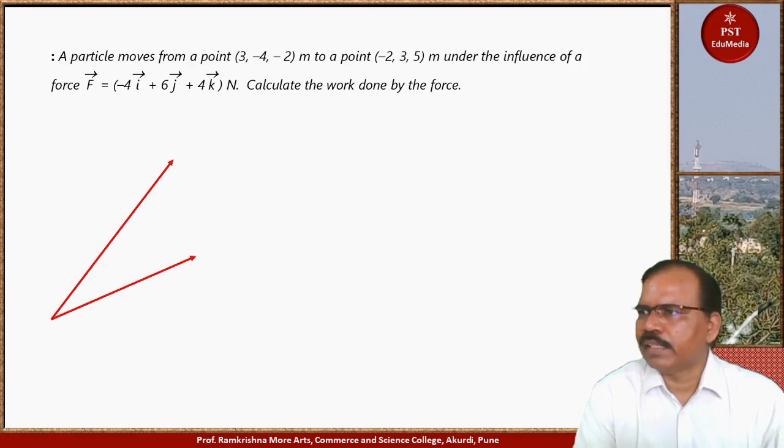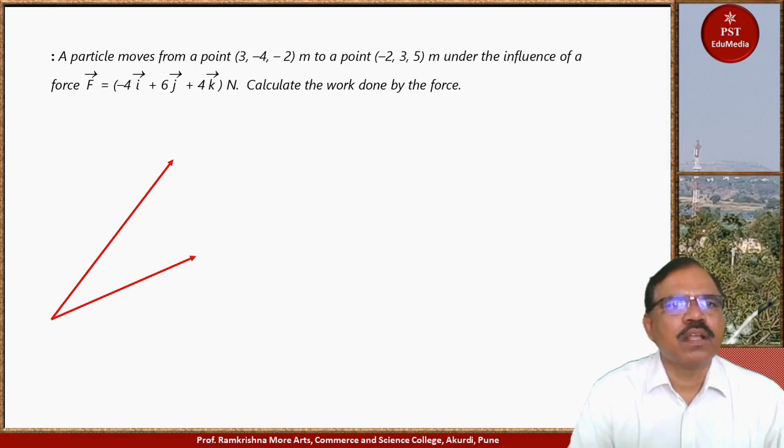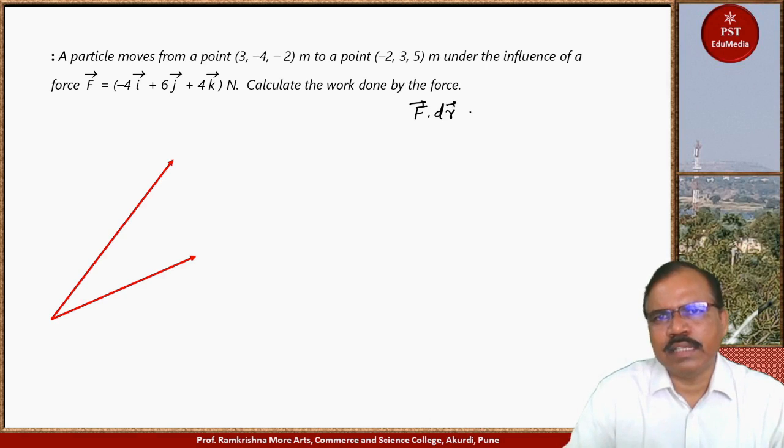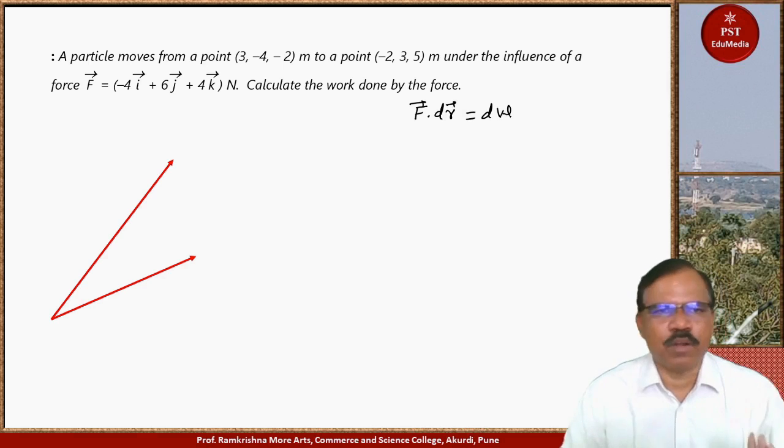Now the next one we will take is a simple one. A particle moves from point 3, minus 4, minus 2 meter to a point minus 2, 3, 5 meter under the influence of a force F equal to minus 4i plus 6j plus 4k Newton. Calculate the work done. We know work done is force F dot dr. dr is displacement, F is force, this is work done.